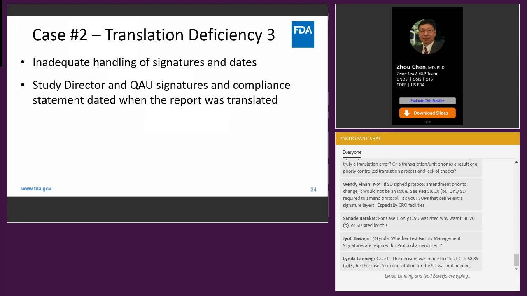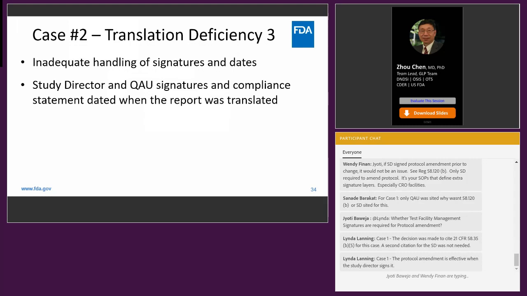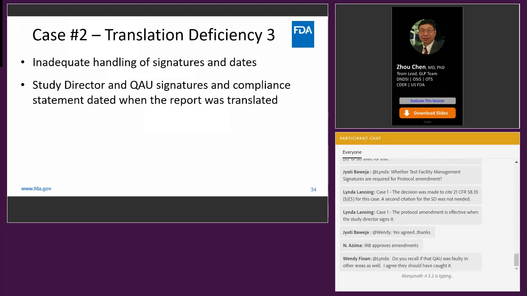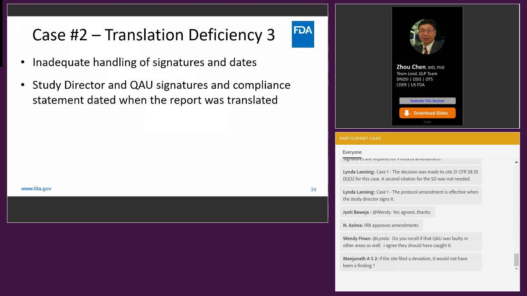Deficiency 3. Inadequate handling of signatures and dates. Study director and the QAU signatures and the compliance statement dated when the report was translated. In the translated study report, the study director's signature date should be the original report publication date, not the translation date. Here we have an example. We found a 4-week monkey study was finalized on December 31st, 2013. But in this translated English page, study director, QA, and facility management signed their names and put the current translation date. It's July 21st, 2016, instead of December 31st, 2013.